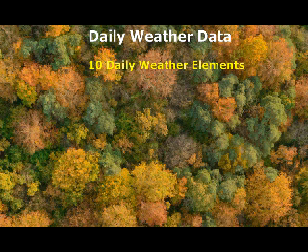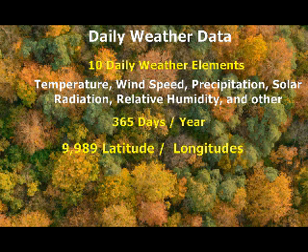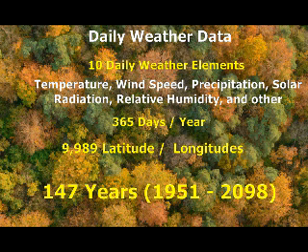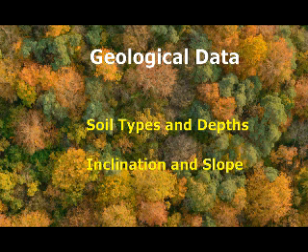Daily weather consists of 10 daily weather elements such as temperature, wind speed, precipitation, solar radiation, relative humidity, and others, each for 365 days per year for nearly 10,000 latitudes and longitudes for 147 years starting in 1951 and going to the year 2098. We are also incorporating geological data such as the soil types and their depths, the inclination in relation to the sun, and the slope of the area.